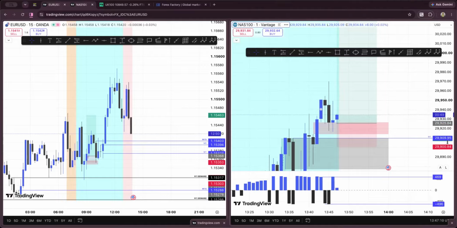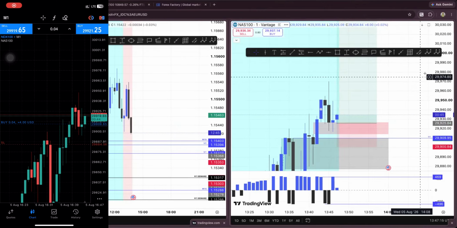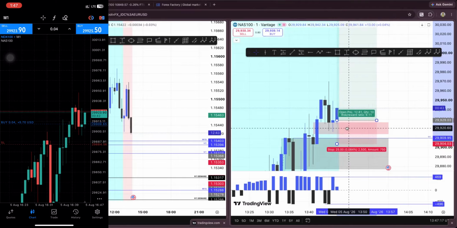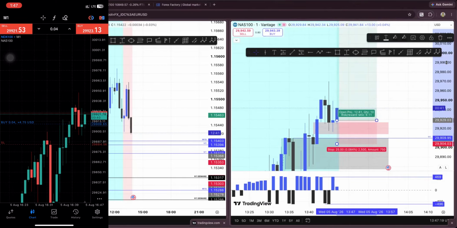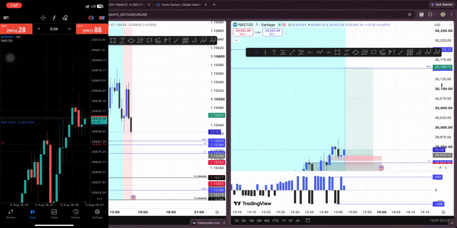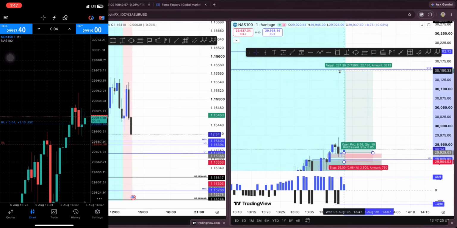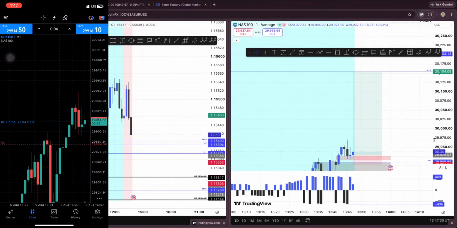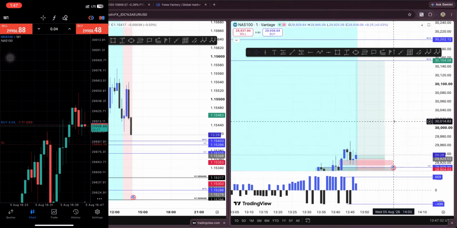Let me screen record. I'm in from here. I got my entry from here, right here. So now let's see how this trade goes. My next area is this area. That's my next area of supply, where I'm expecting price to go next. So let's see how this one plays out.